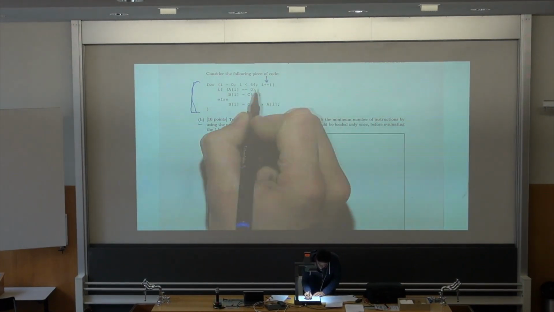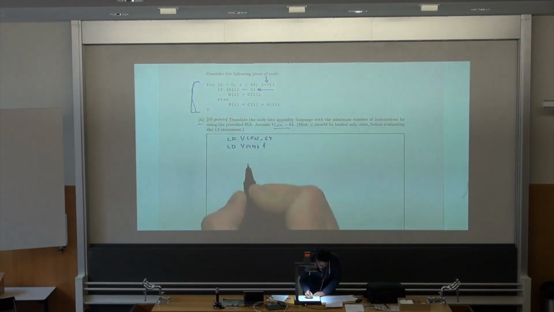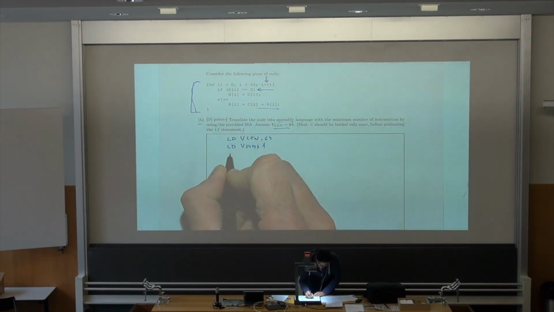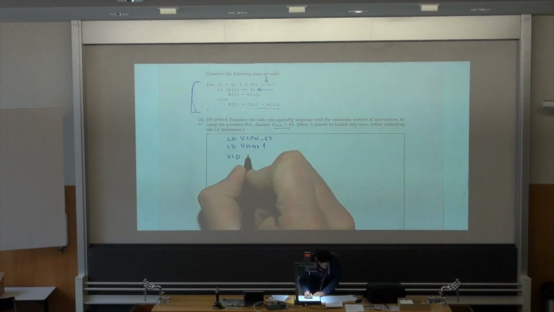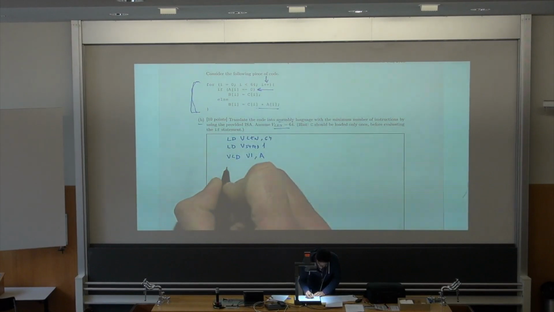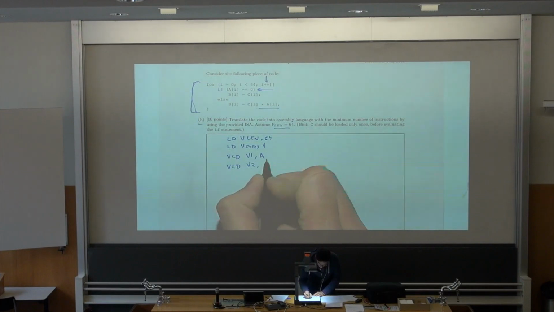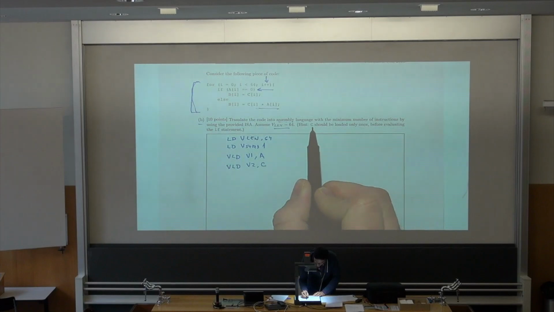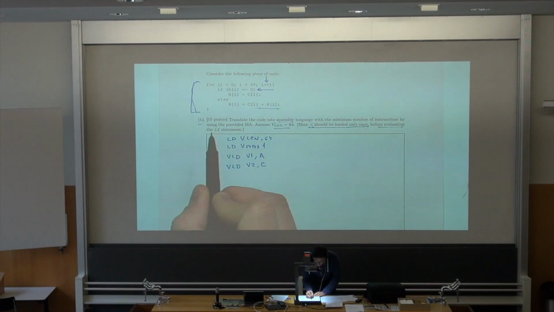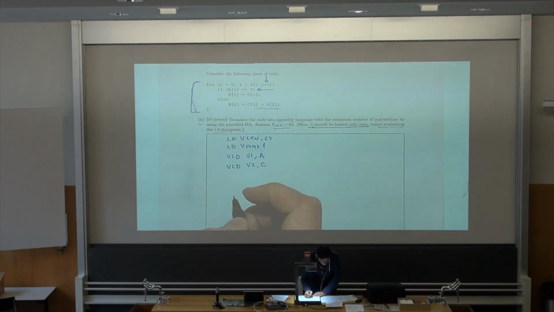Next thing that we will do is loading A, because we need to check what's the value of A, and we might use it later in the else part of the if-else statement. So we load A in vector register V1, then we have vector register V2 where we load C. We are giving one hint here: C should be loaded only once before evaluating the if statement. So that's why we do it here.